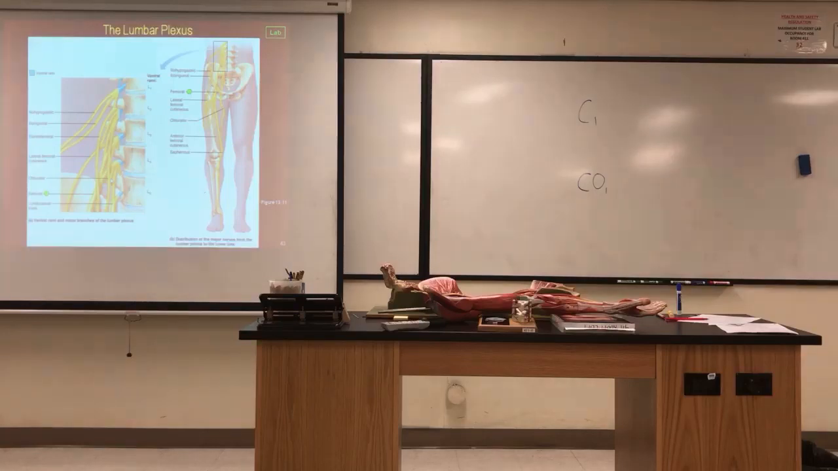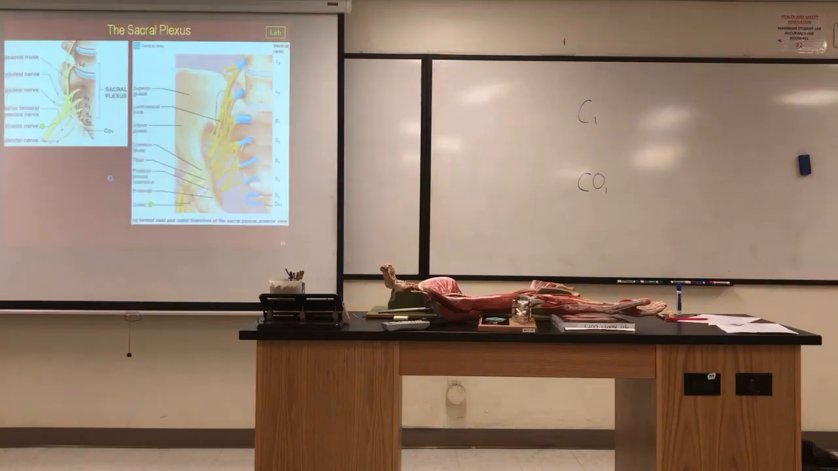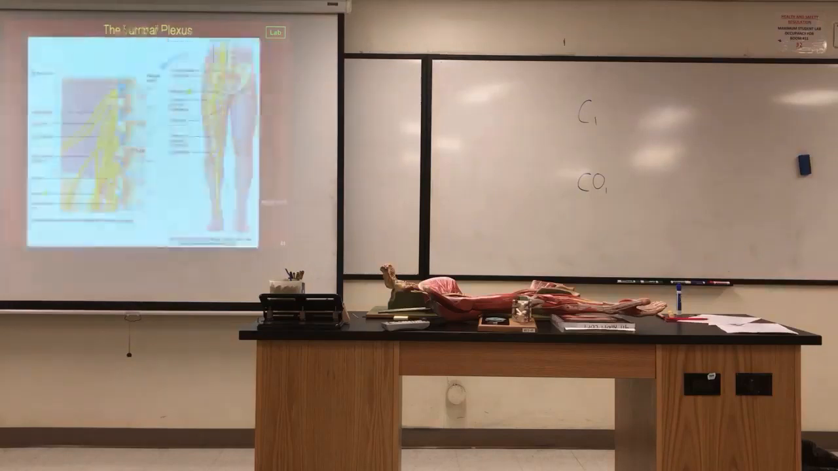So from lumbar plexus, you only need to know femoral nerve. And to separate it from sciatic, because they're both large, sciatic is larger, it's the largest nerve. Remember that femoral passes anterior to the hip, sciatic passes posterior to the hip.